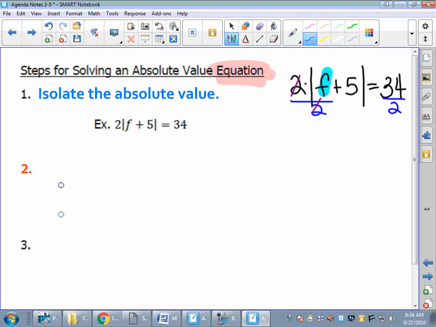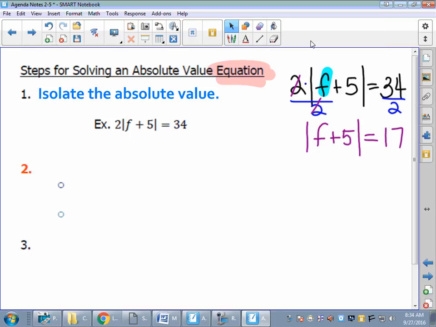These 2's will cross out, and I'm left with f plus 5 in the absolute value sign. 34 divided by 2 should be 17. Now my absolute value sign is isolated. I don't have any pluses, timesing, anything like that. I got rid of the numbers that were outside of the absolute value sign. After that, we're going to split the problem into 2 pieces.